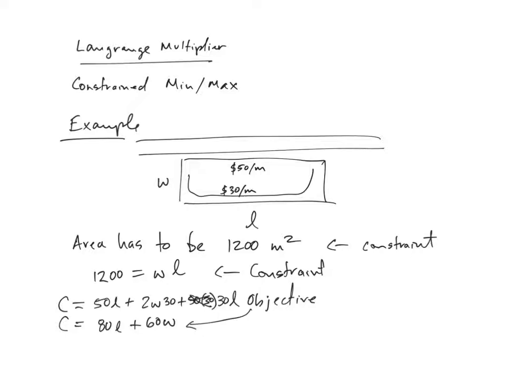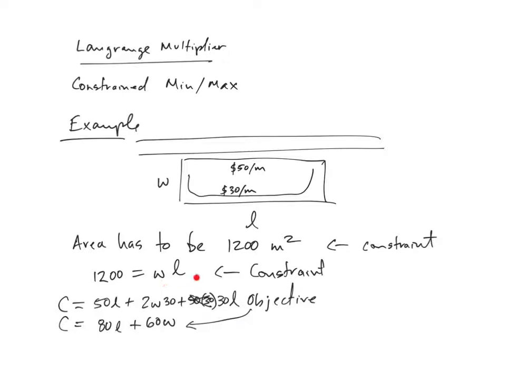Again, obviously, without the constraint, I make W and L 0 and my cost is 0, which is the minimum of this function. But subject to this constraint, W and L are not going to be equal to 0 because W times L has to be equal to 1200. Okay, so that's an example of an optimization problem subject to a constraint.